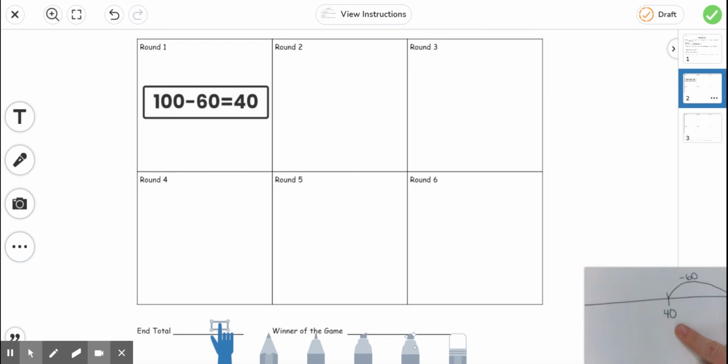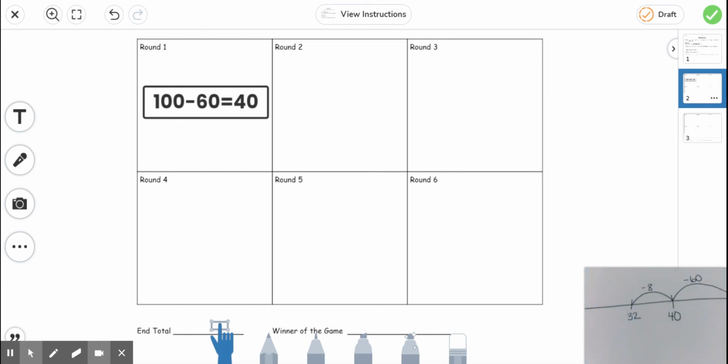So right now I'm at 40. If I take away 8, and I do minus 8, just like that, 40 minus 8, well, I know 10 minus 8 would be 2. So 40 minus 8 is going to be 32.